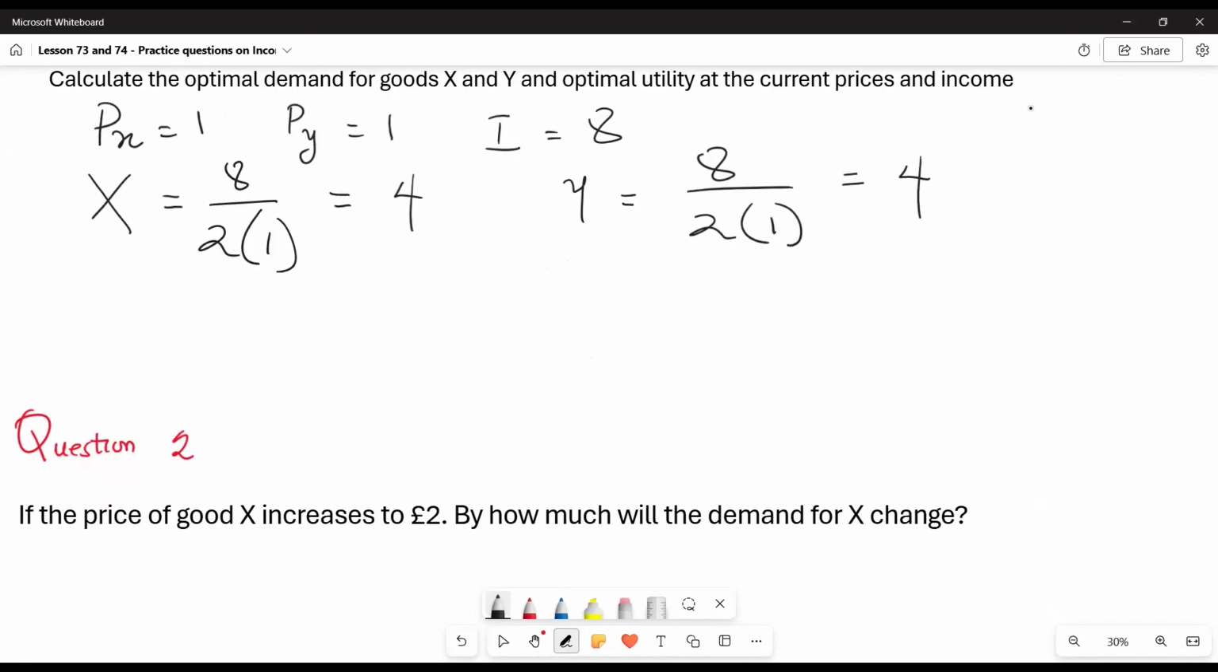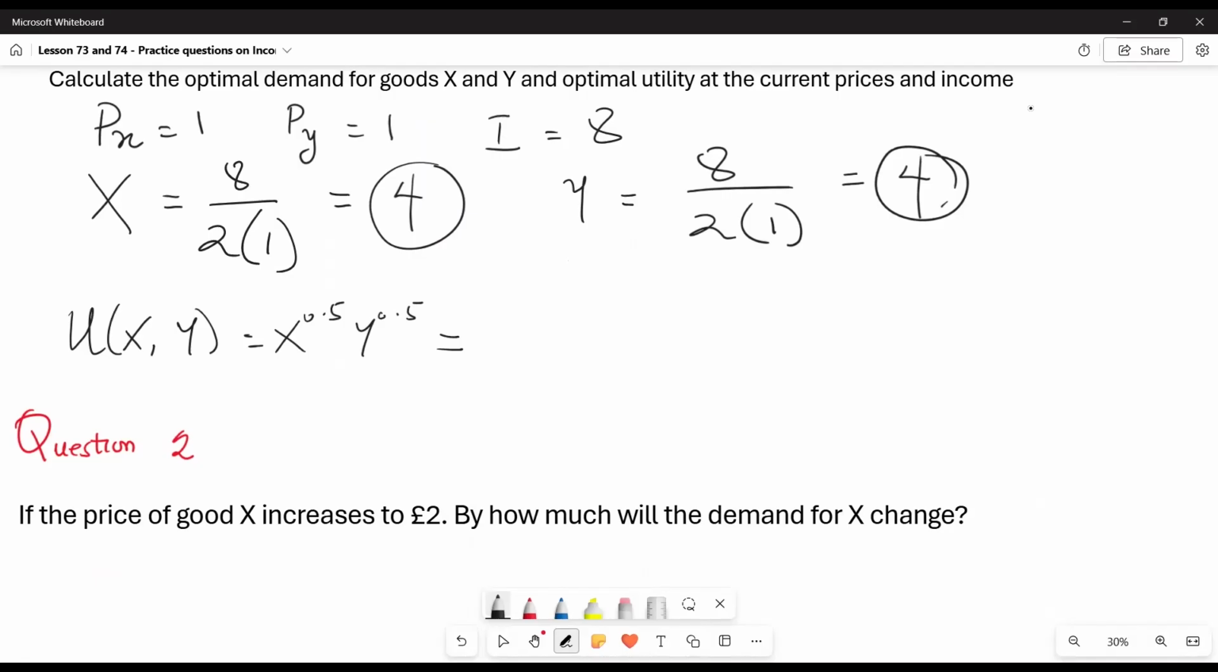Now, moving on to the utility, we have a utility function of X raised to the power 0.5 and Y raised to the power 0.5. Given the quantity for X and Y, we have 4 raised to the power 0.5 and 4 raised to the power 0.5. So this gives us a utility of 4 utils.